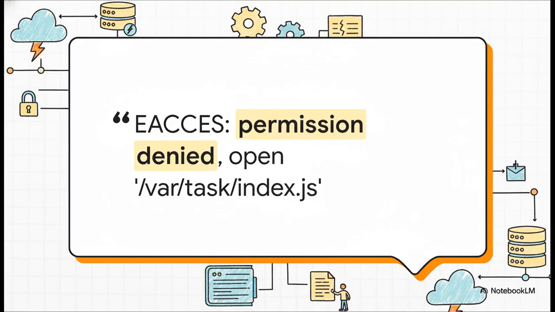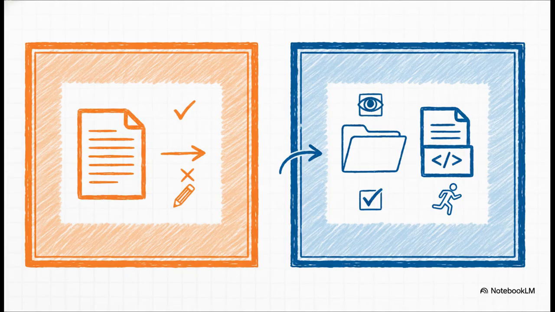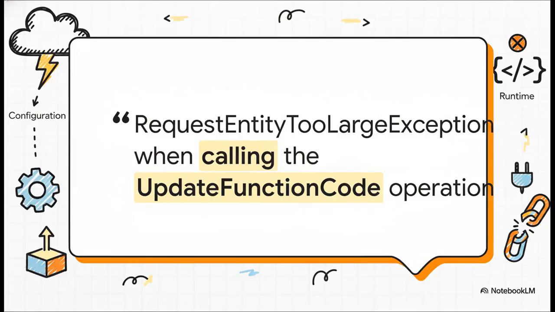Oh, this one, a true classic. If you've ever seen this permission-denied error, you know how maddening it is. You're thinking, I know the file's in there. Why can't you open it? It comes down to a really simple but crucial detail. The culprit is almost always Linux file permissions. Remember, your function runs in a Linux environment, and that environment needs permission to actually read your files. So before you zip up your code, just run a quick chmod 644 on your files and a chmod 755 on any directories or executables. Problem solved.